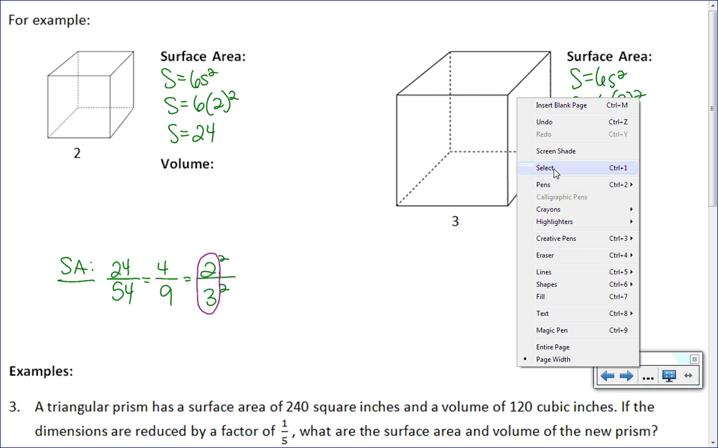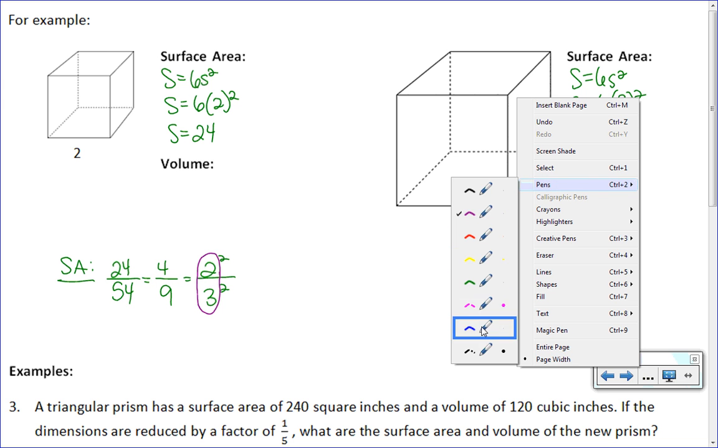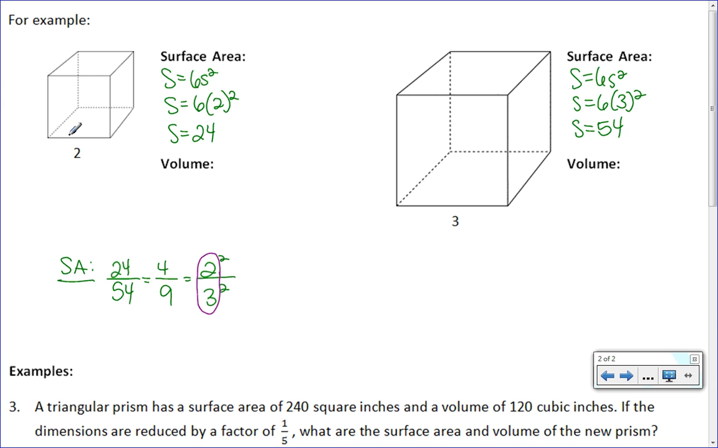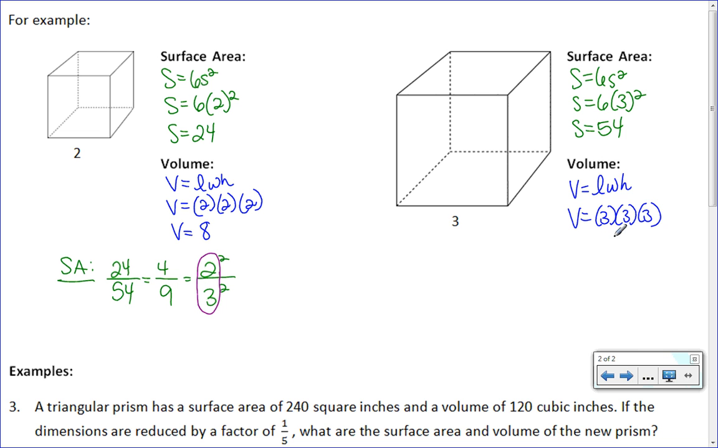Now let's look at what we get for volume. Well, a cube can also be treated as a rectangular prism, so we can just use length times width times height. And the length and the width and the height are all the same, so this is just 2 times 2 times 2, which is 8. Same idea here for the volume. We have V equals length times width times height, and here the length, width, and height are all 3. So 3 times 3 times 3. And 3 times 3 times 3 is 27.